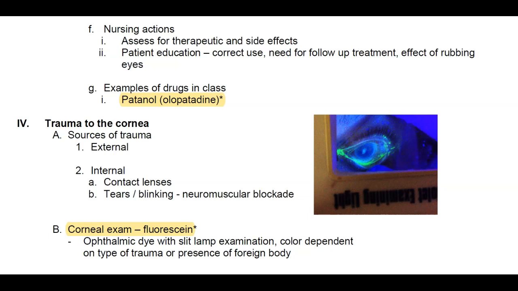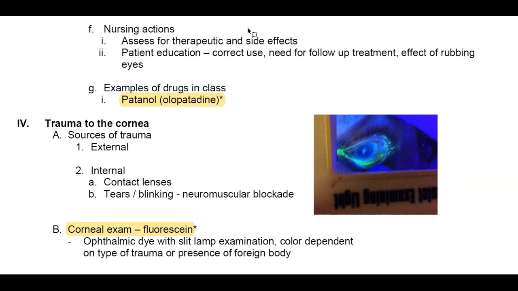Next, we're going to briefly talk about trauma to the cornea. So there are different sources of trauma. One can be external, right, from the actual trauma. Maybe you accidentally scratch your eyes. Maybe it's from an accident. Maybe somebody got attacked. Anyway, so that can cause corneal trauma. At times, it can be internal, so maybe from wearing contact lenses, and at times from administration of neuromuscular blockade. So neuromuscular blockade will stop you from blinking, therefore causing dryness in the eye, which can possibly lead to a corneal tear.